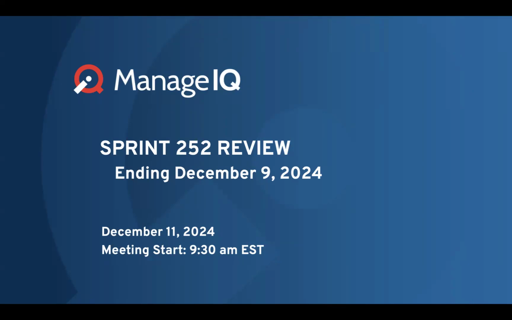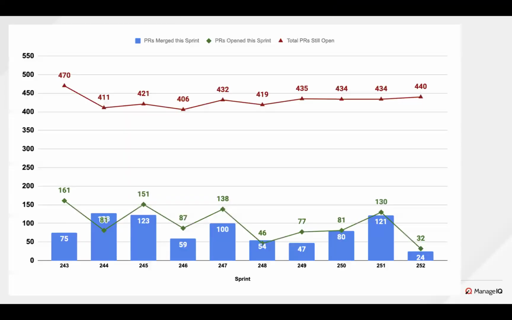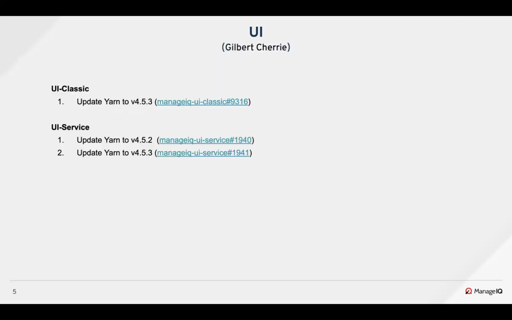This was a normal 2-week sprint. Let's get started. I'll start with the overview, Gilbert on the UI, Adam on providers, and Joe on the platform. We had a lot of vacations during this time period, so the number of PRs merged this sprint was kind of low. And you can see we had a handful of bug fixes and enhancements. So let's turn it over to Gilbert.